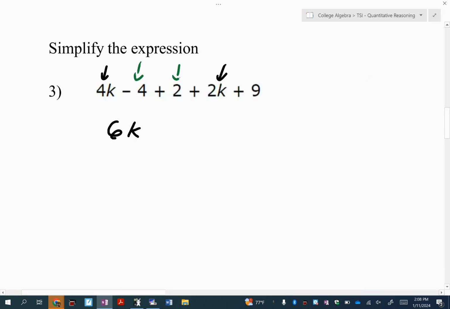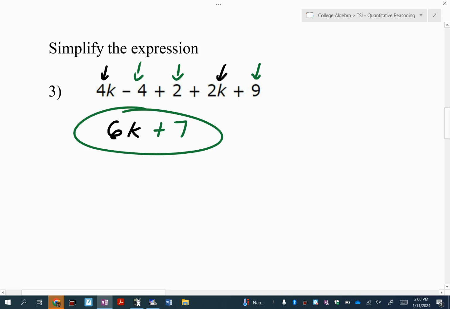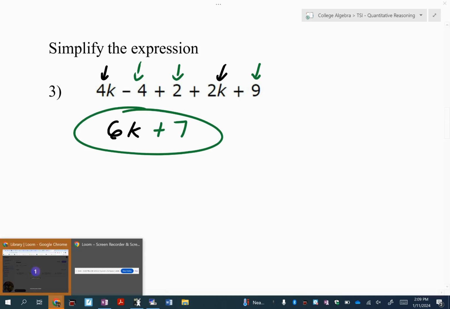And then the other things are just constants. So what's negative 4 plus 2? Negative 2. And what's negative 2 plus 9? Positive 7. Nice. And that is it.